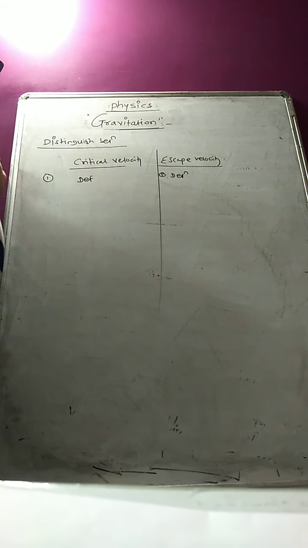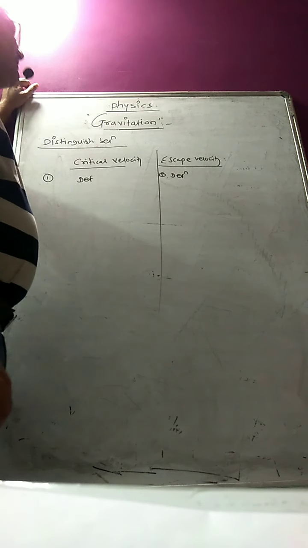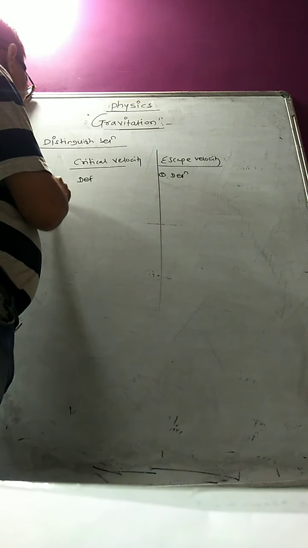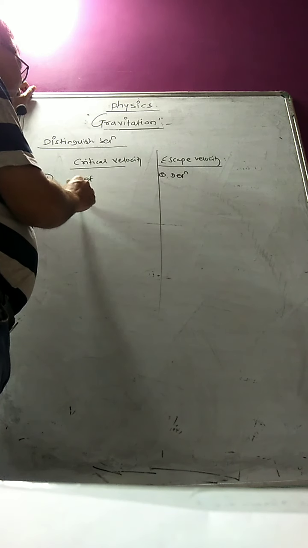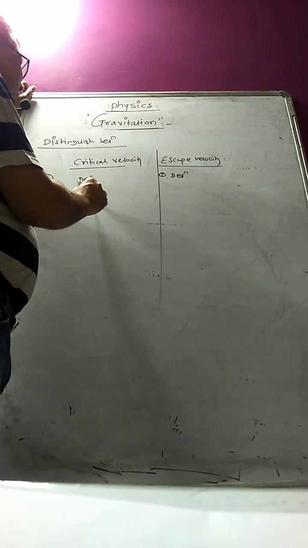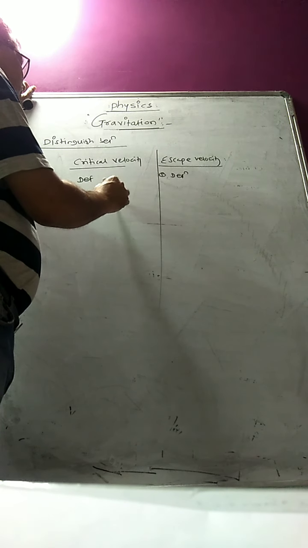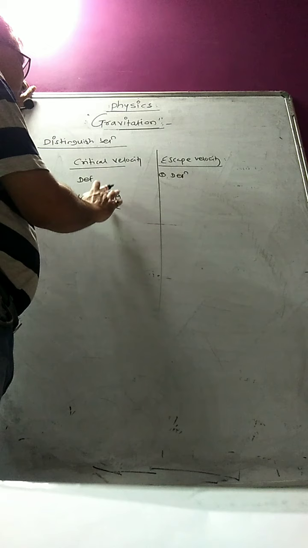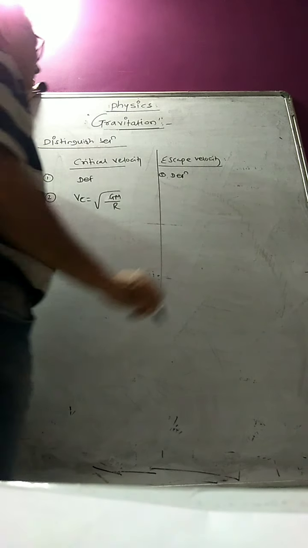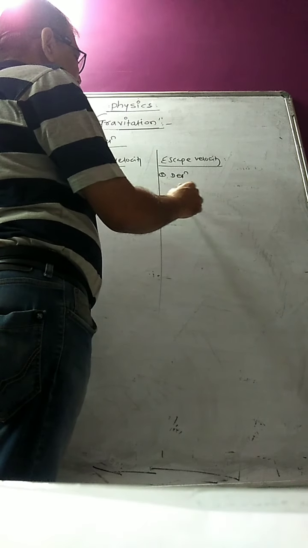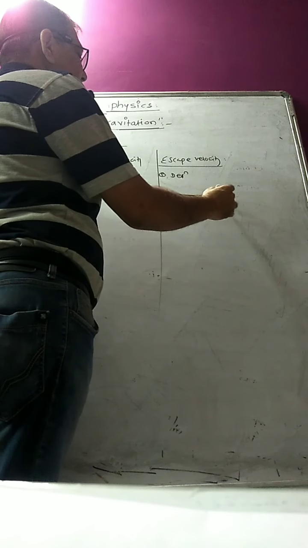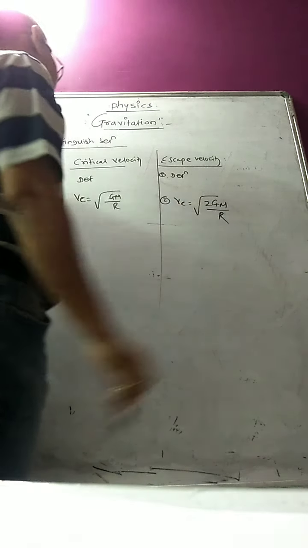And escape velocity is the minimum velocity with which the satellite should be projected so that it will escape the earth's gravitational field. So that is the escape velocity. Second point, critical velocity Vc is given by the formula under root of gM by R, and escape velocity is given by the formula under root of 2gM by R.